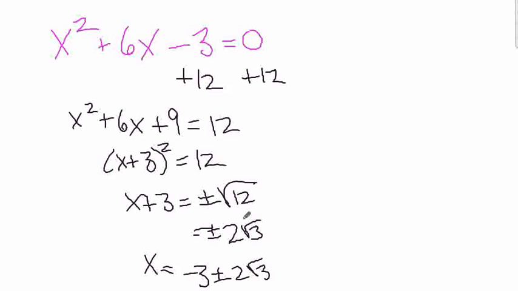What if the middle number is negative? Doesn't matter. Just do it the same way. Chop it in half and square it. What if there's a coefficient in front of the x squared? Let's do that example.